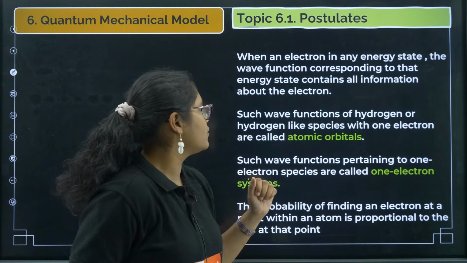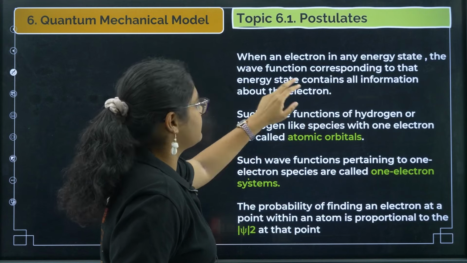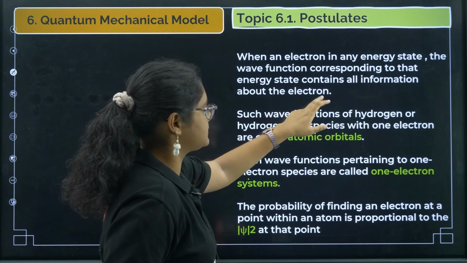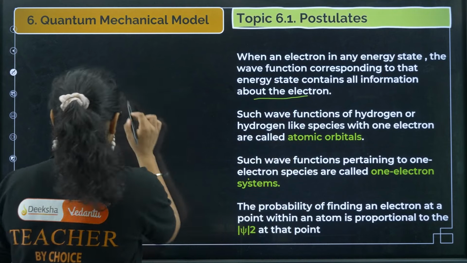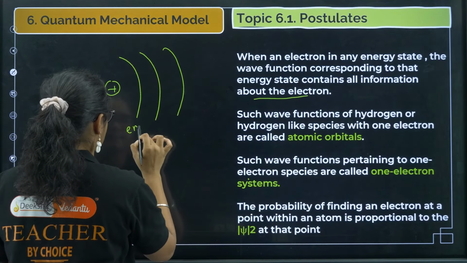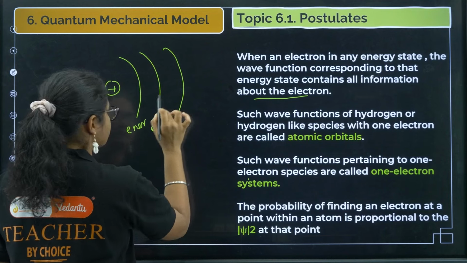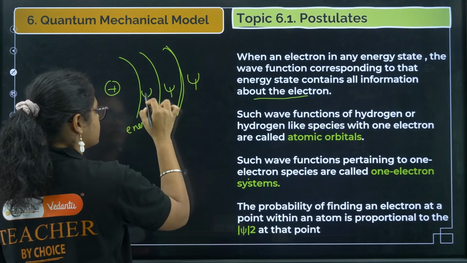Okay, so next, when an electron is in any energy state, the wave function corresponding to that energy state contains all the information about that electron. So we have different energy levels, and each energy level is associated with a wave function psi.